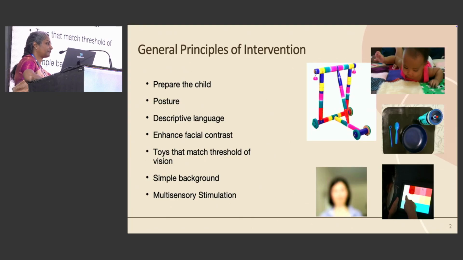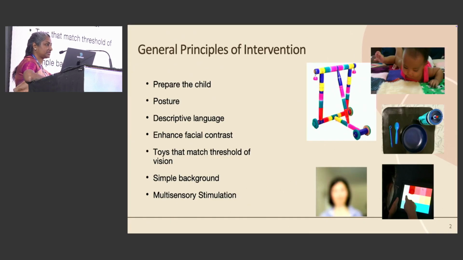Like, this is true of any visual impairment, because the child may be able to anticipate what activity you are going to do next. So if the daily activities have a certain routine, then the therapy is much better. Posture. For children with cerebral palsy, most often cerebral palsy is associated with CVI. So we need to give adequate posture support.